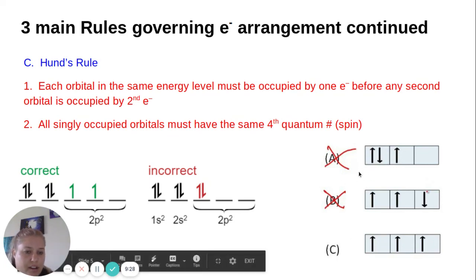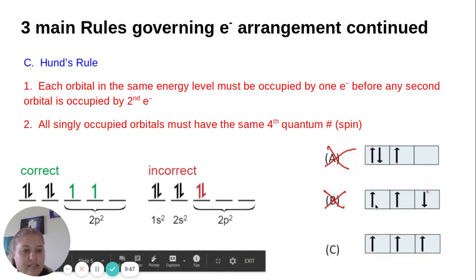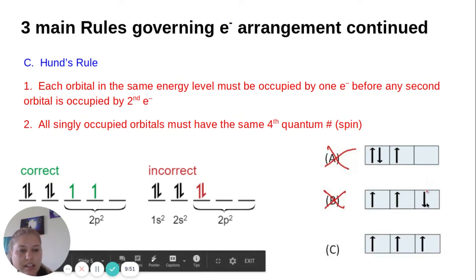Here's just another example of correct ways to write these for Hund's rule. Again, we wouldn't write it like this. Every orientation needs 1 electron before any orientation can have a second. So this electron would really need to be in this 3rd box. It also needs to have the same spin. The first electrons will all have the same spin. The second electron is the one that gets the opposite direction. So C would be the correct way to write 3 electrons in a p orbital.